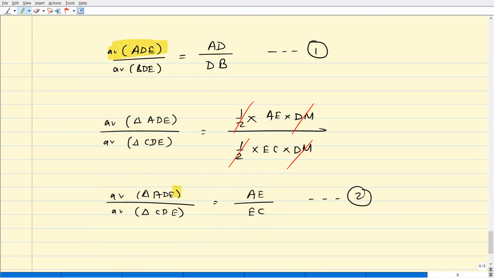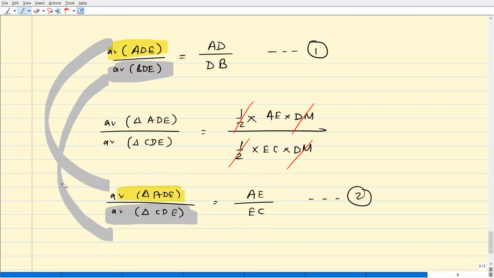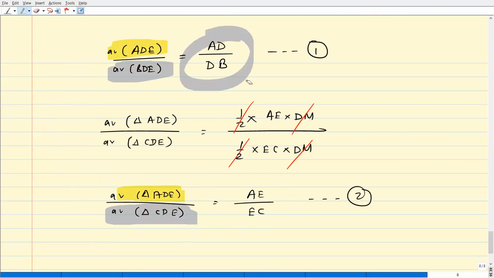See, numerator is already equal. Somehow, if I manage to prove that the denominator of this, area of triangle BDE, is equal to area of triangle CDE, then this 1 and 2 will become equal, no? These two are already equal. If I somehow prove that the denominator is also equal, then these equations will become equal. Are you able to understand the logic which I am trying to explain?